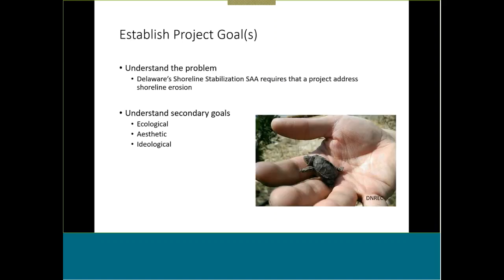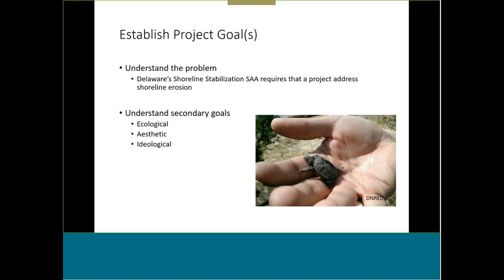So the very first, and I think the most important thing to do when you take on a new client for a living shoreline project is to understand what the problem is and what the property owner's goals are. Now, I mentioned before the Delaware SAA, and in order to fit under the umbrella of the SAA and use that streamlined permitting avenue, the project needs to be addressing an erosion problem. You might have a client who just wants to pretty up their shoreline and doesn't really have an erosion problem. That's fine. You can still install a living shoreline, but you'll need to get an individual permit from the Wetlands and Subaqueous Land section, which Julie will talk about tomorrow.